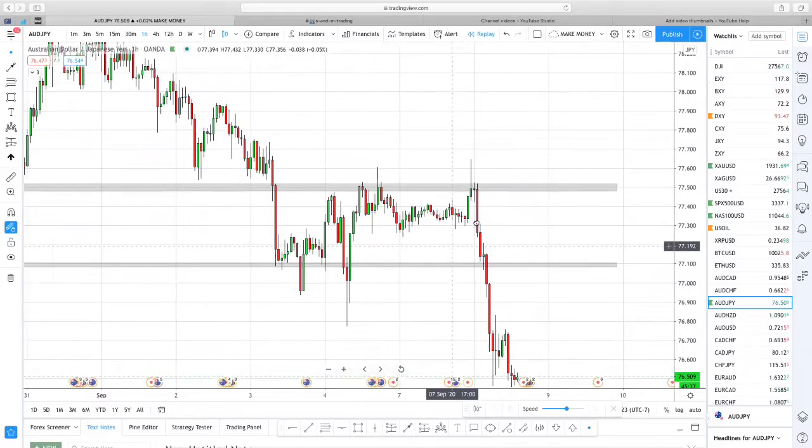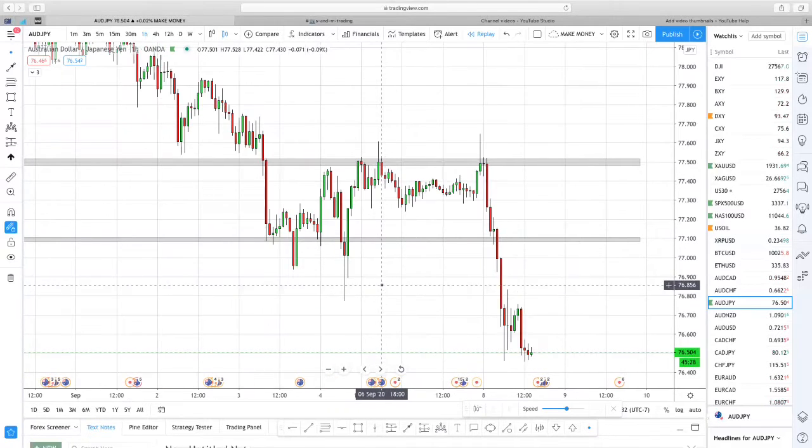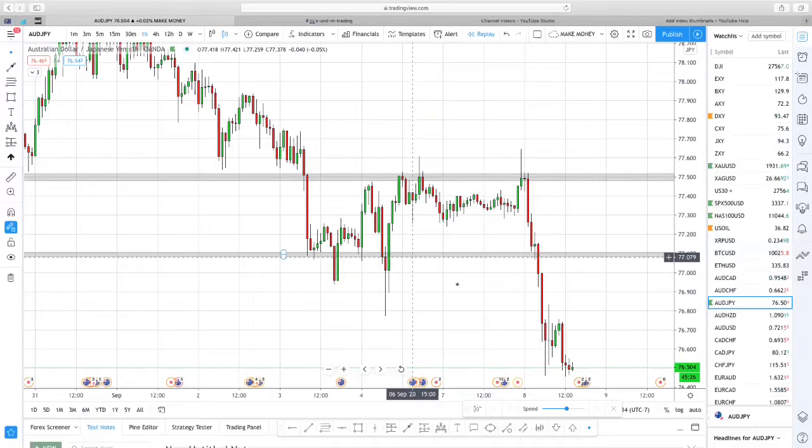Say we've seen AJ drop below this zone, and we start seeing these wicks coming up on the hour time frame. So now we're expecting price to come past 77.100. So we've seen this dropping. Actually, let me stop. I've got to do this over.